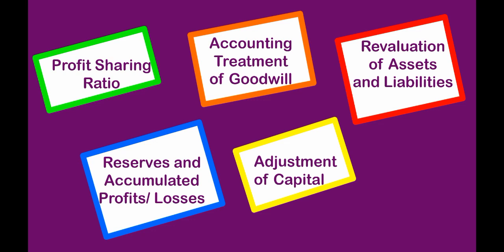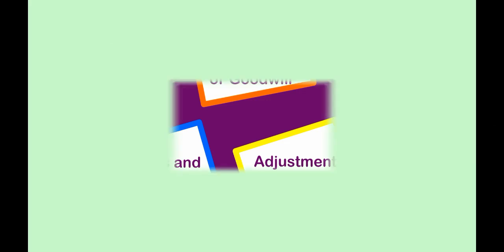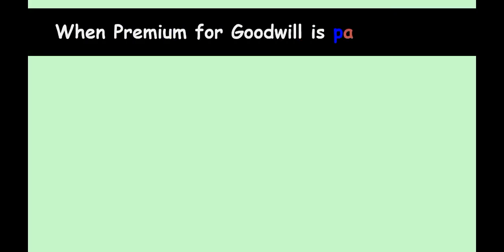Let's start. First case is when premium for goodwill is paid privately. Remember, the portion or the amount of goodwill which an incoming partner brings will be termed as premium for goodwill. So, when premium for goodwill is paid privately, the amount is not coming to the business, and as nothing is coming to the business, there will not be any entry.